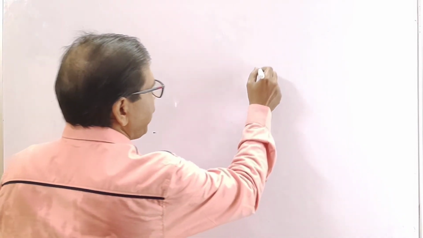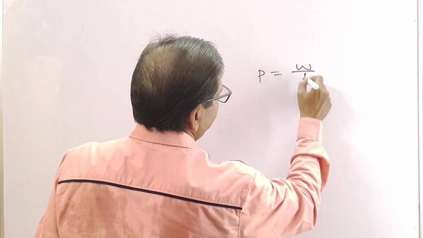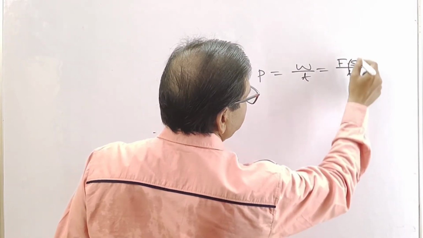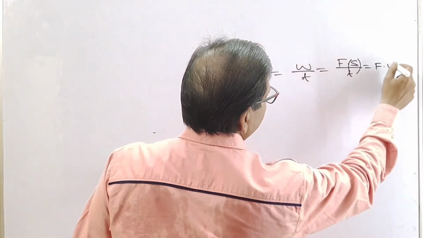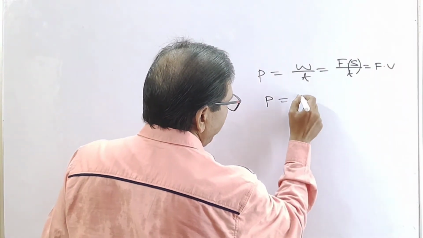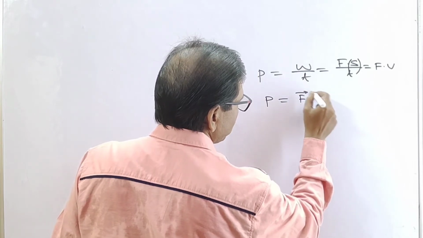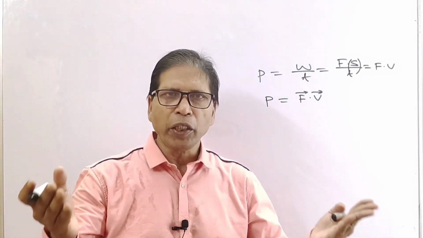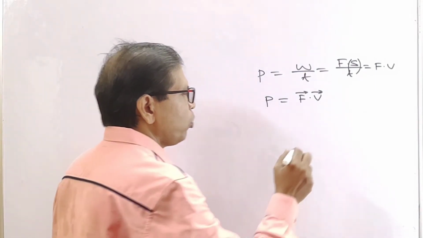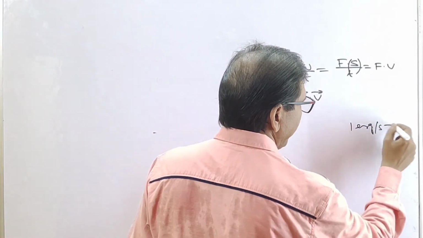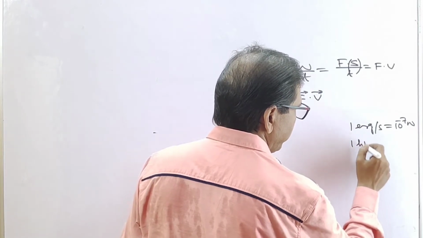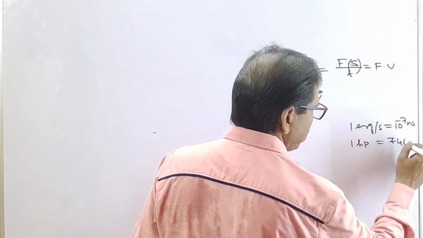Now power. Power is the rate of work done. Look at this, power P equals work done by time. Now work done is force into displacement by time. Now S by T is V, so force into velocity. In vector form, power equals force vector dot velocity vector. Okay? The unit of power is watt. Other units used to indicate power, such as 1 erg per second is equal to 10 to the power minus 7 watt. Okay, now 1 HP is equal to 746 watt.